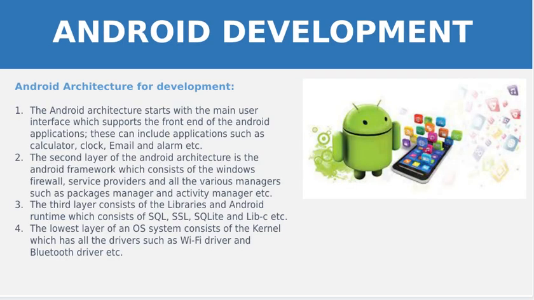Now if we talk about Android architecture, friends, Android architecture starts with the main user interface, which supports the front end of the Android application, like calculator, clock, email, etc. The second layer is the Android framework, which consists of windows, firewall, service provider, and various managers such as package manager and activity manager. The third layer is the libraries and Android runtime, which consists of SQL, SSL, SQLite, and libc. And the lowest layer, the fourth layer, consists of the kernel, which has all the drivers such as Wi-Fi and Bluetooth, etc.